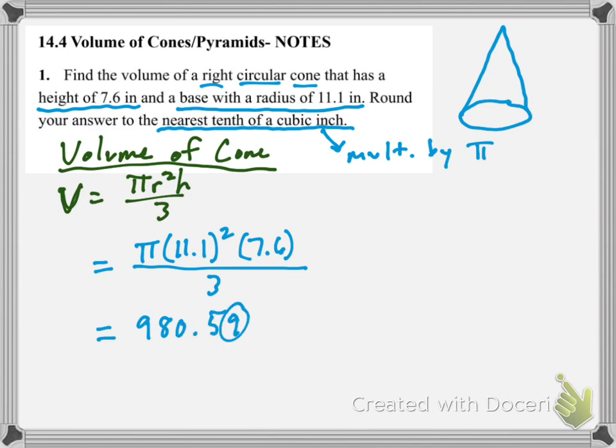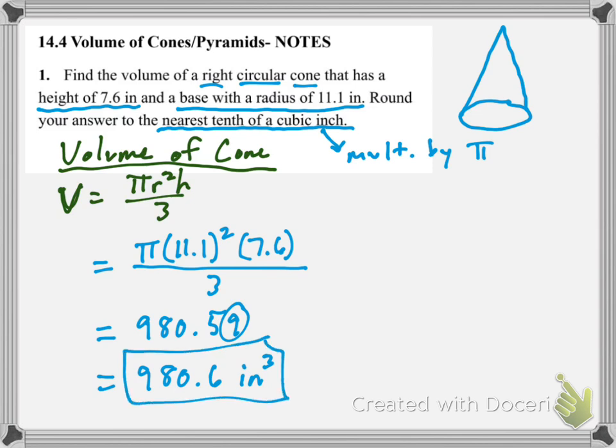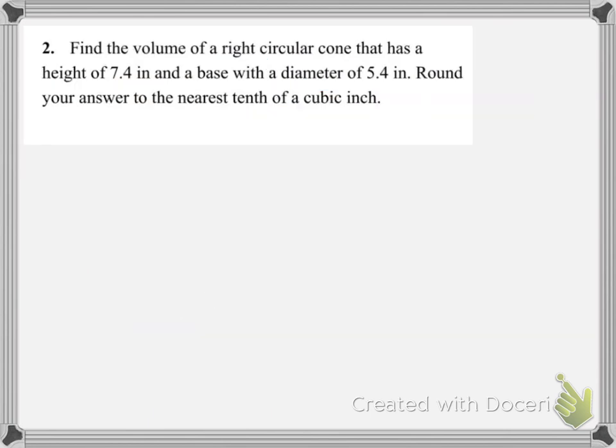980.59. Well, what does the 9 do? Well, it rounds 5 up to 6 inches cubed because it's volume. Okay? So it's just plug and chug. All right? Now, same problem. The only difference is, so here's your height.